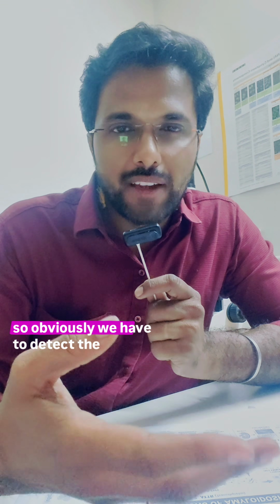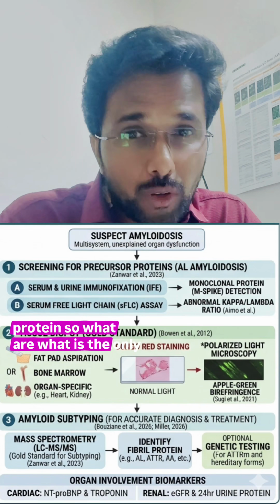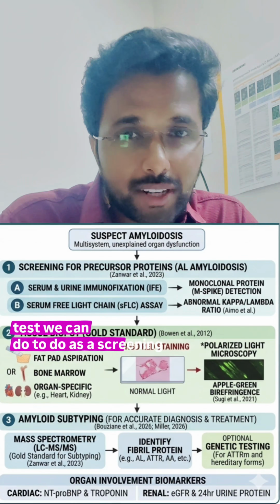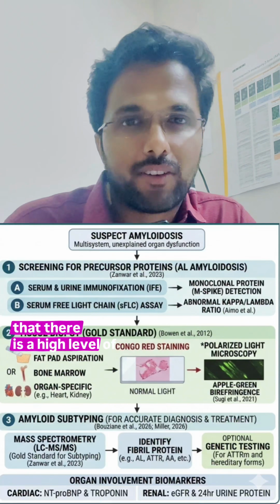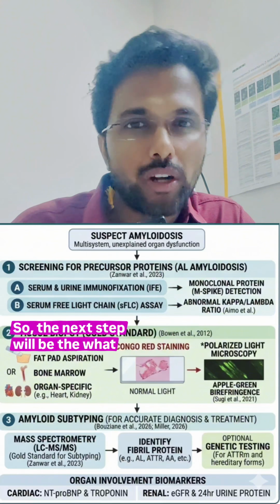So how do we find this? The detection can be done by detecting the protein. Since it is a protein misfolding, obviously we have to detect the protein. So what is the only test we can do as a screening test? That is the serum protein electrophoresis, in which we can find a high level of protein. The next step is to find out what type of protein it is.